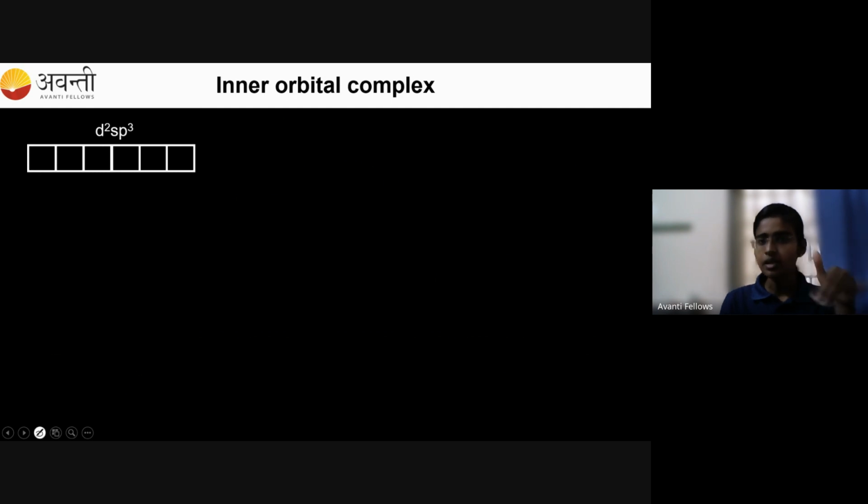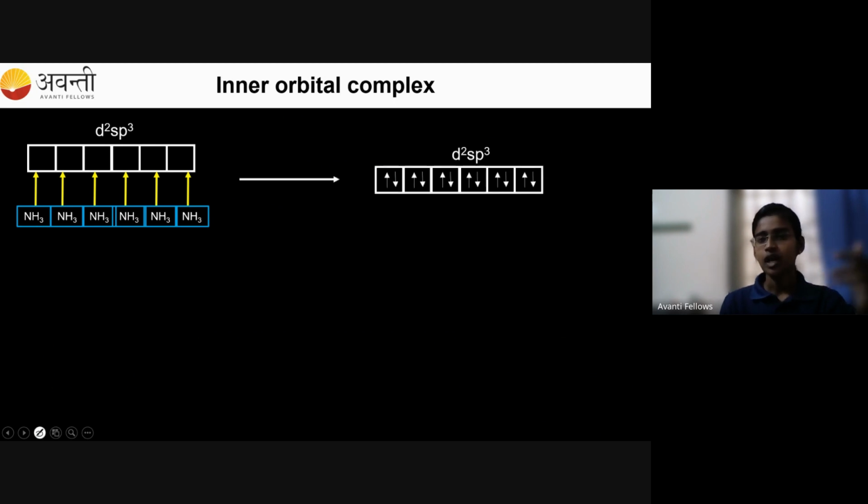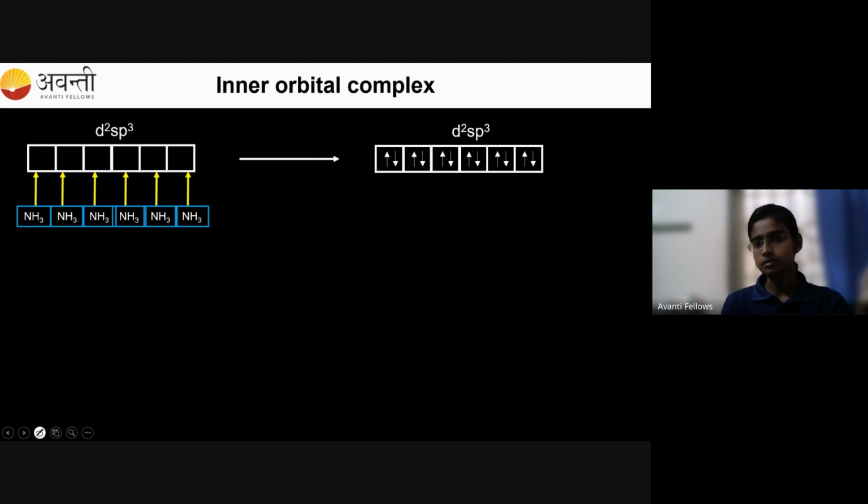Since 6 orbitals are intermixing with each other, you will get 6 hybridized orbitals. You will get 6 d2sp3 hybridized orbitals, and you can see those 6 d2sp3 hybridized orbitals here as boxes. Now all the 6 ammonia ligands are going to come with their electron pairs and form bonds with these empty hybridized orbitals of the metal. Okay. Now each one is coming with 2 electrons and forming the bond with the metal.